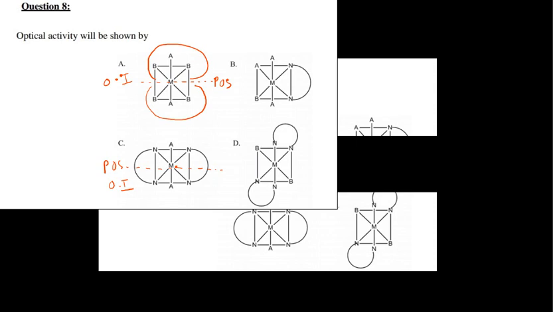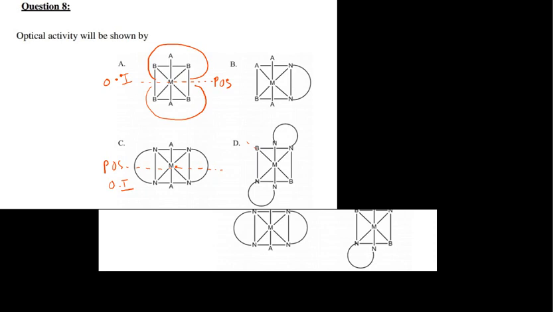This problem you have seen in the last example also. If I put a plane here, this is a plane of symmetry, this will bisect these two halves identically. Again this is optically inactive. So the option B is the correct option.